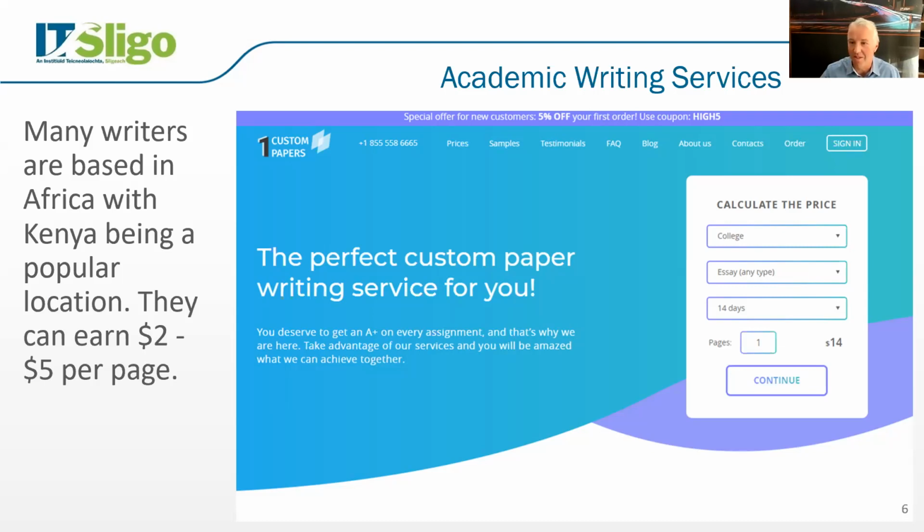Essay, what type do you want? Do you want a thesis? When do you want it? And how many pages do you want? You can see one page there is about $14, but if you're doing a number of pages, it can drop down to about maybe $4 a page. So if you think a 3,000 word essay, maybe 10 pages, $40, yeah, it probably makes a lot of sense.